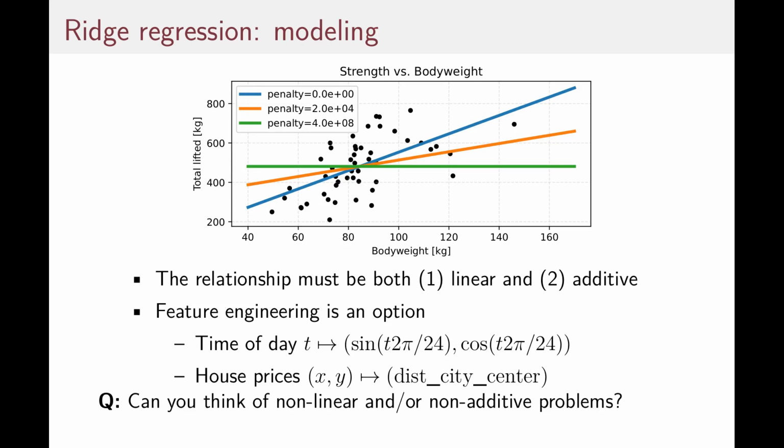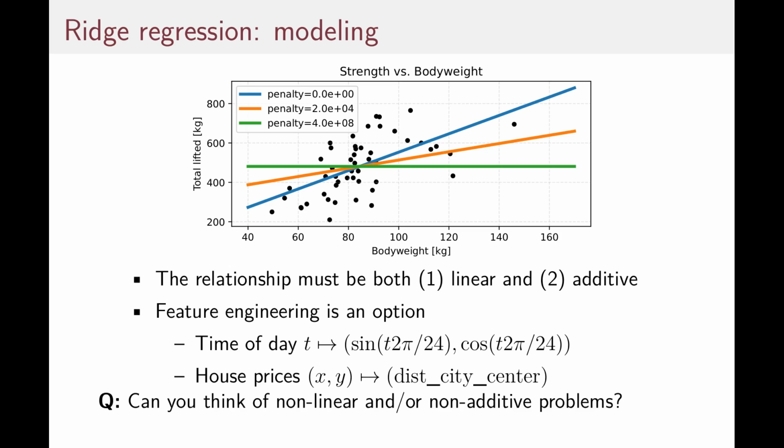So here's a data set from powerlifting, which is a strength sport where it's a very simple sport. People just show up and lift weights, and the person who lifts the most wins. So here I have body weight on the horizontal axis and total weight lifted on the vertical axis. And I fit a ridge with 3 different penalties. With no penalty at all, we get the blue line, which is just the ordinary regression line going through the data points. And you can see with some penalty and a really strong penalty.